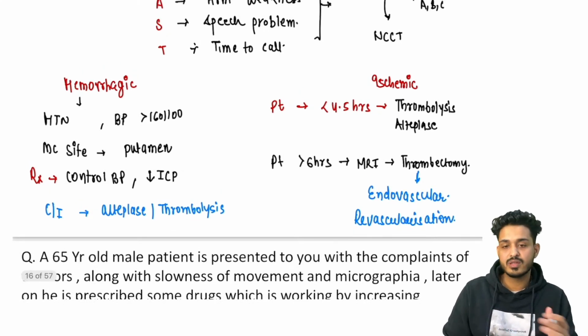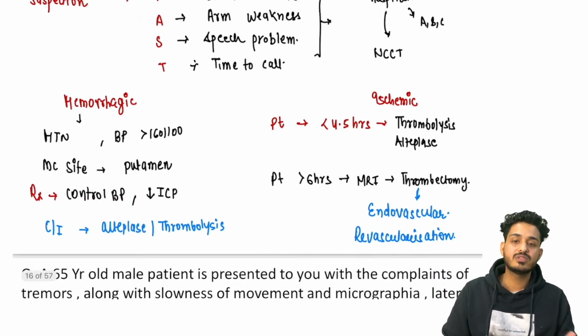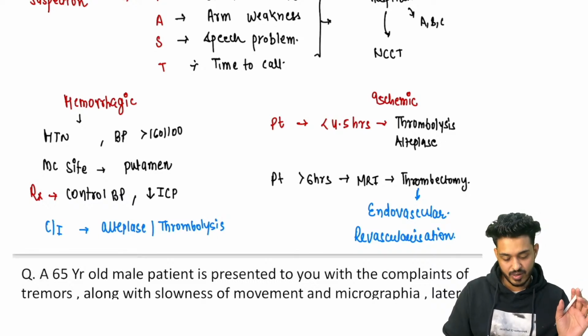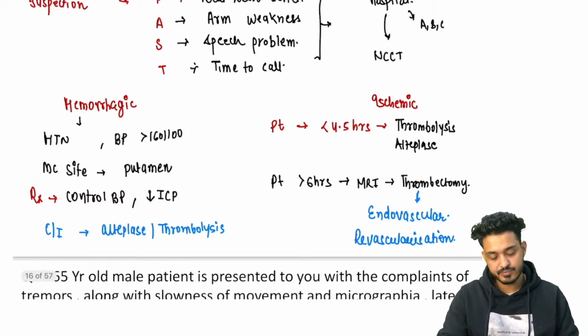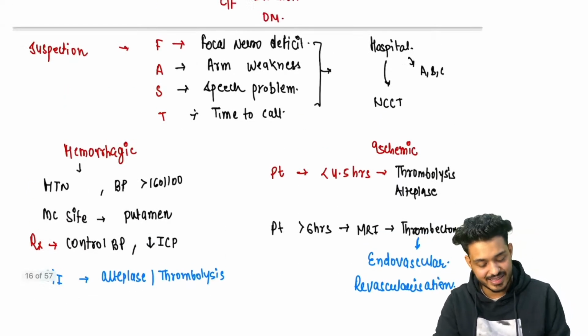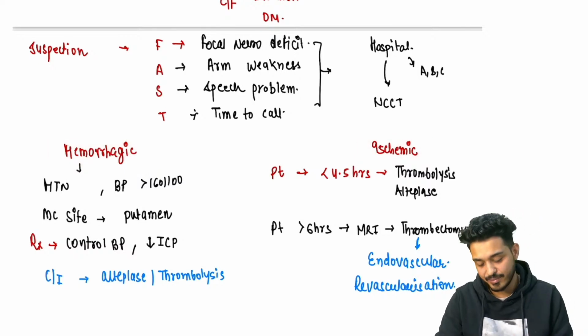We can do thrombolysis till 4.5 hours. In certain books it is written more than 4.5 also, but just remember 4.5. Less than 4.5 would be a good thing, right? So this is how we are going to manage the case of ischemic stroke and hemorrhagic stroke.